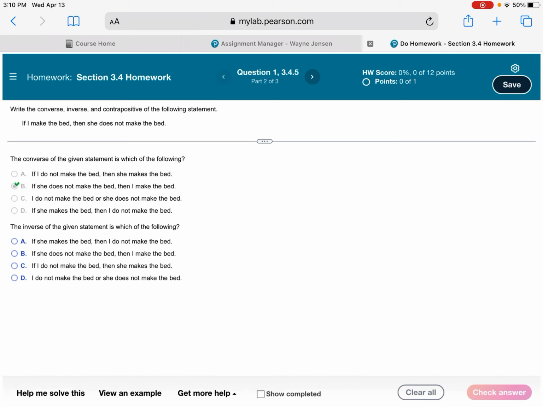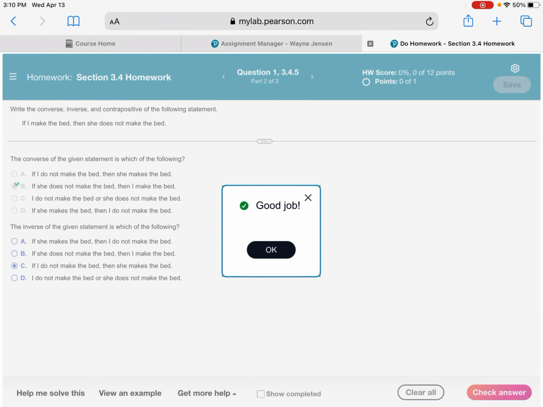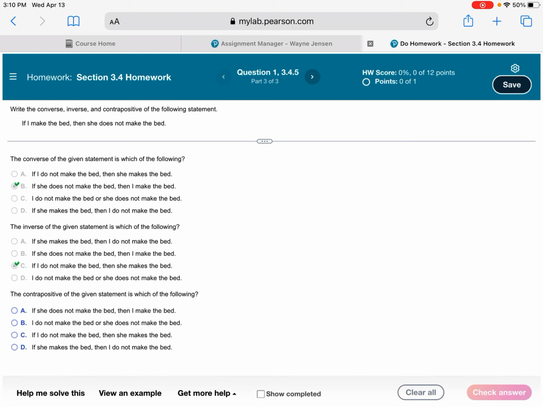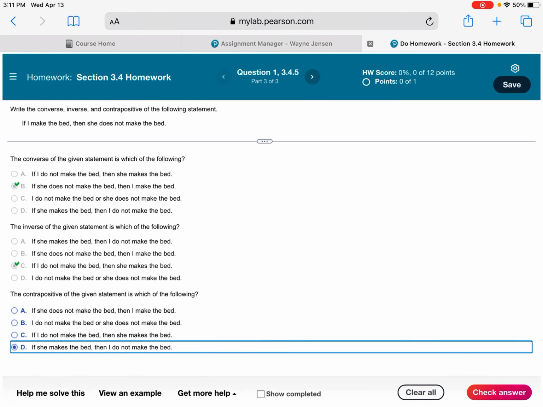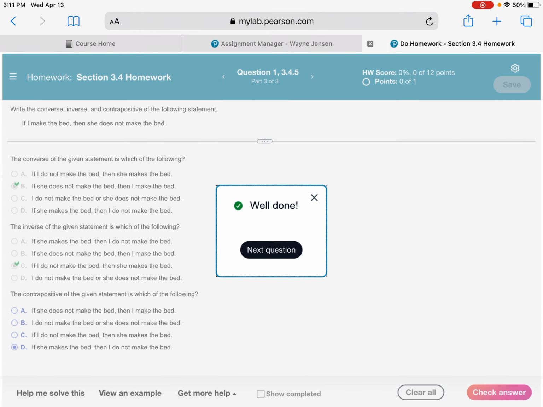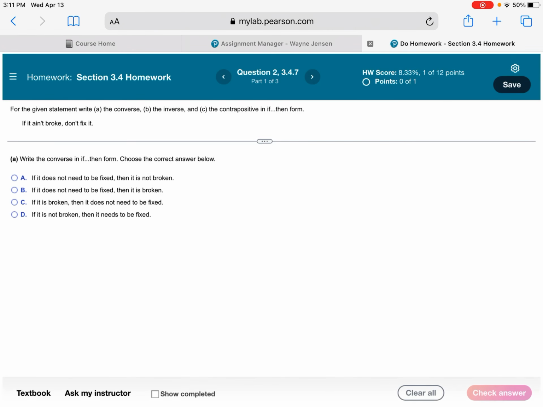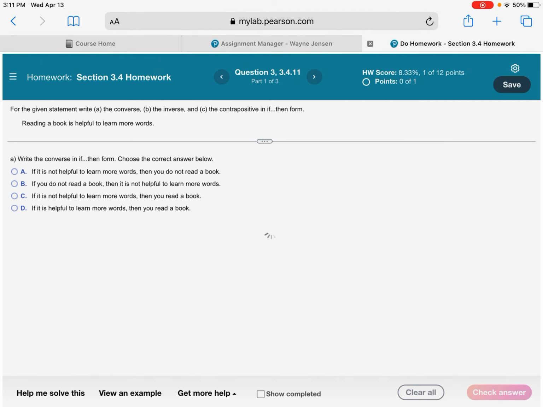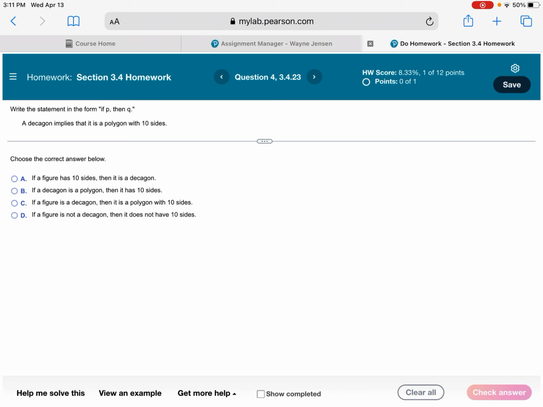The inverse of this statement would be where we take the negation of the first and the negation of the second. So I'm looking for, if I don't make the bed, then she does make the bed. So if I do not make the bed, then she makes the bed is the inverse. And then the contrapositive would be her not making the bed or making the bed, and I not making the bed. So if she makes the bed, that's the one I want, then I do not make the bed. That's the negation of them both. They're throwing in that word not in the beginning, I think, to just make sure we're paying attention. And you can see that we're doing really the same thing through these first questions.